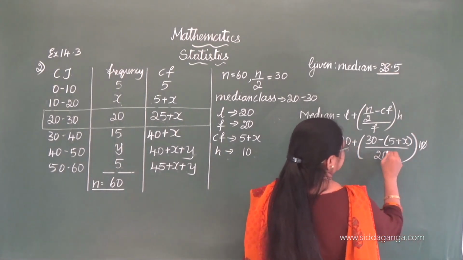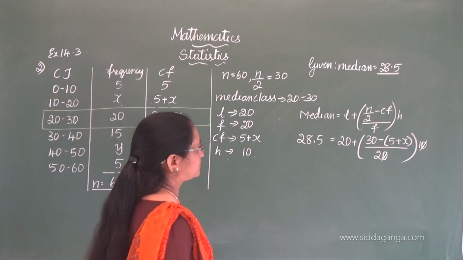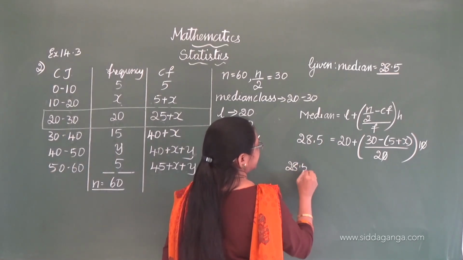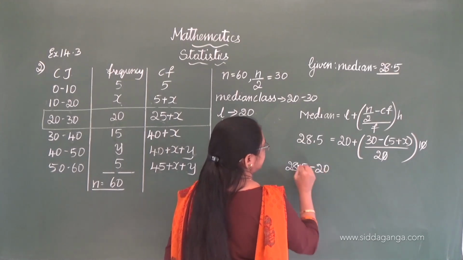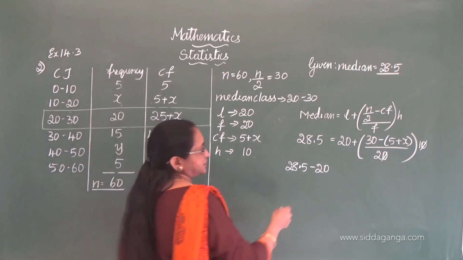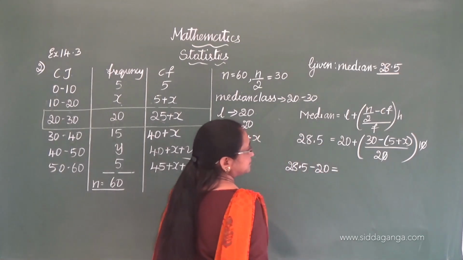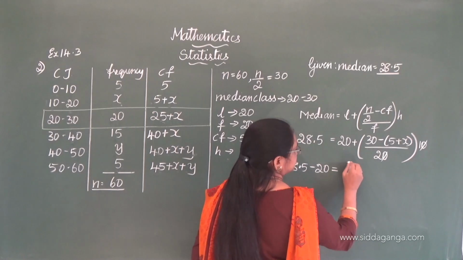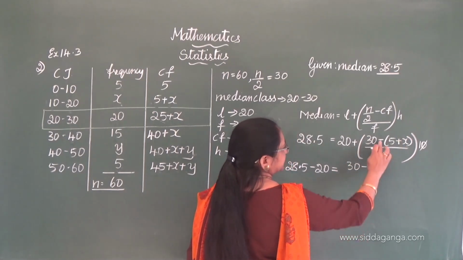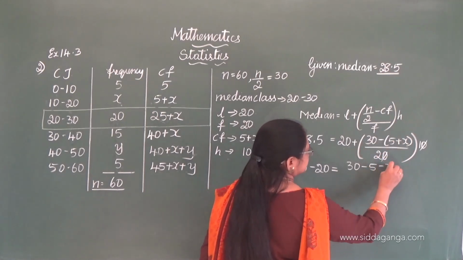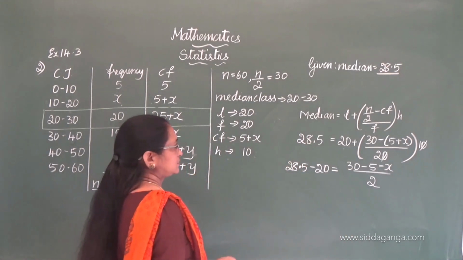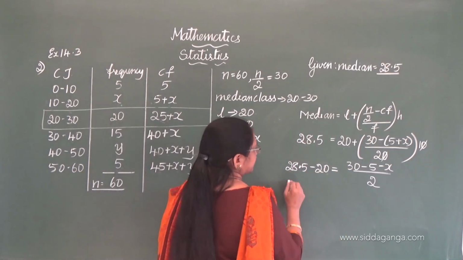So here we can cancel this 0 with this 0. Now, this you have to simplify. 28.5, first I will do this 20, minus 20. I will just bring this 20 to the other side, transpose. So this will be 30 minus 5, I will remove the bracket, plus into minus, minus x divided by 2. Correct?